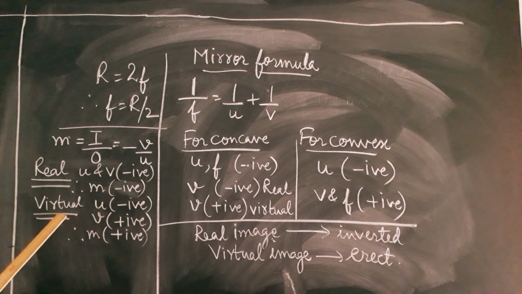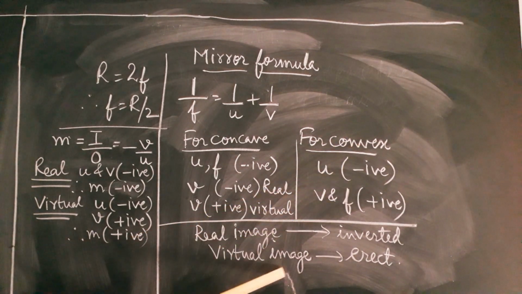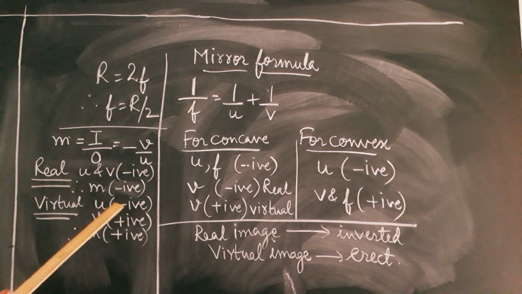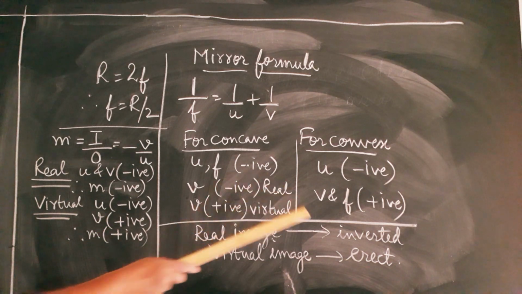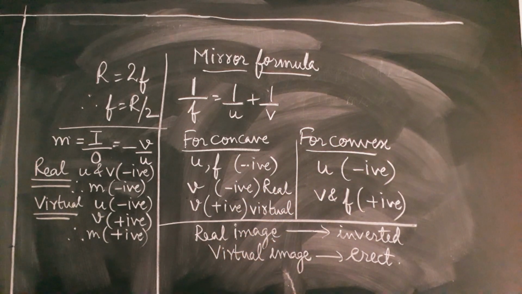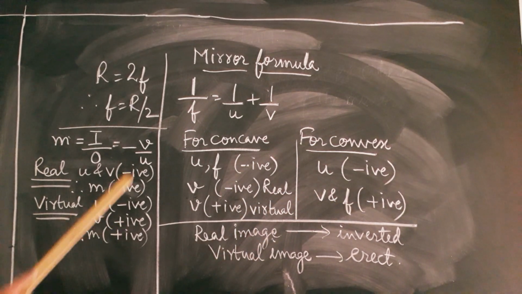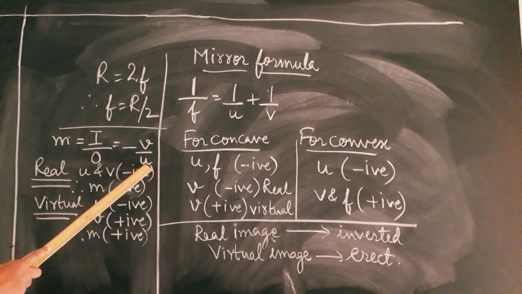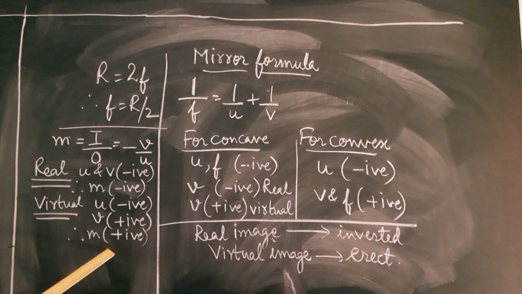What about a virtual image? Now here in concave one case and in convex both the cases are virtual. We know it. So for a virtual image, the value of u is negative, but the value of v is positive, children. Okay, positive. Value of v for virtual is positive. So when I substitute it here, the negative and the negative will become positive, and therefore my magnification is positive.